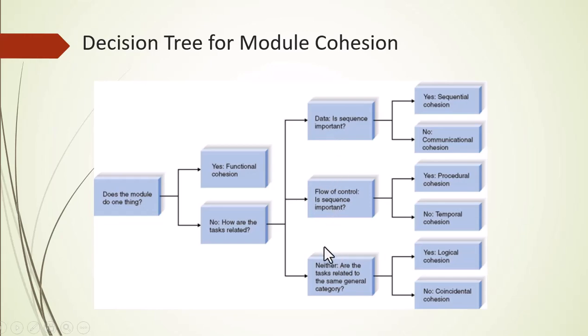So we will check, are these tasks related to the same general category? Yes, then it is the logical cohesion. No, then it is the least desirable, coincidental. This means they do not belong to the same general category, like we took the example of a utility class and different libraries. So are the tasks related to the same general category? Yes, then it is a logical cohesion. So there is no physical cohesion but they belong to the same general class.